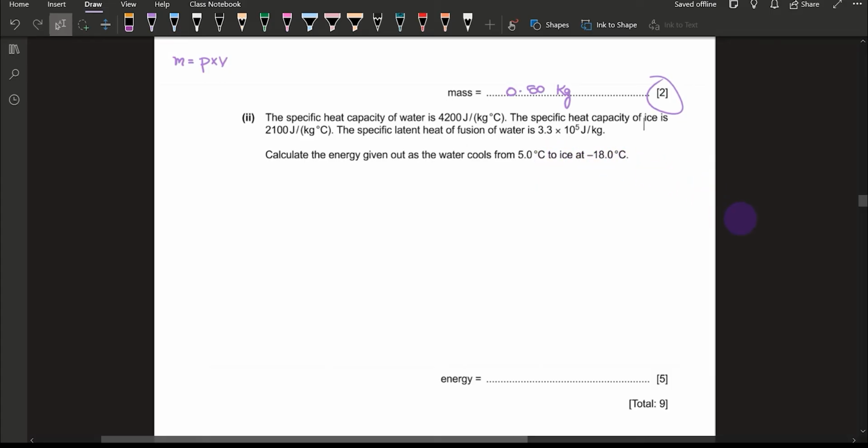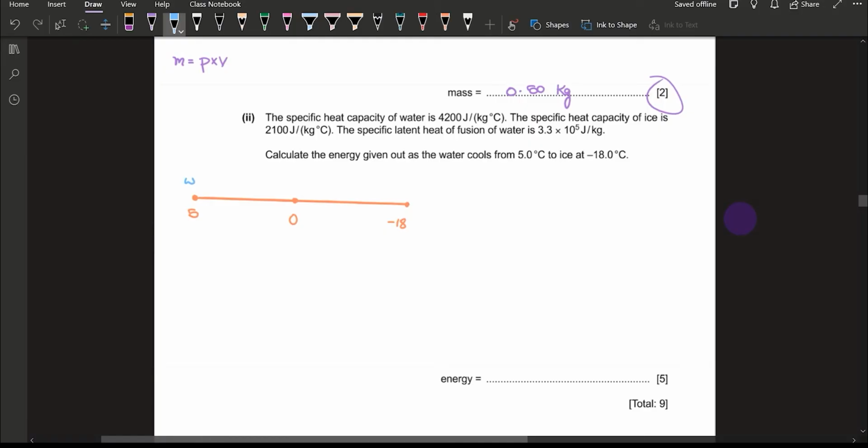So this part is really tricky. We have 3 stages here. First is where the temperature is 5 degrees Celsius. Second is where the temperature is 0 degrees Celsius. And third, where the temperature is minus 18 degrees Celsius. We have 3 parts because it's kept in the freezer when it's water.